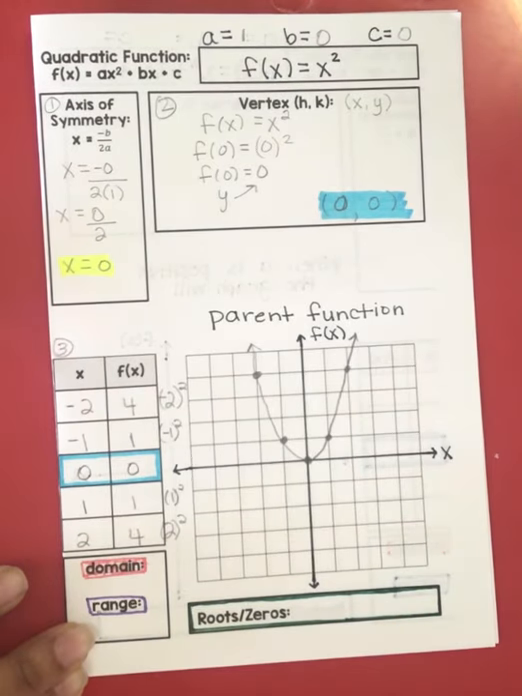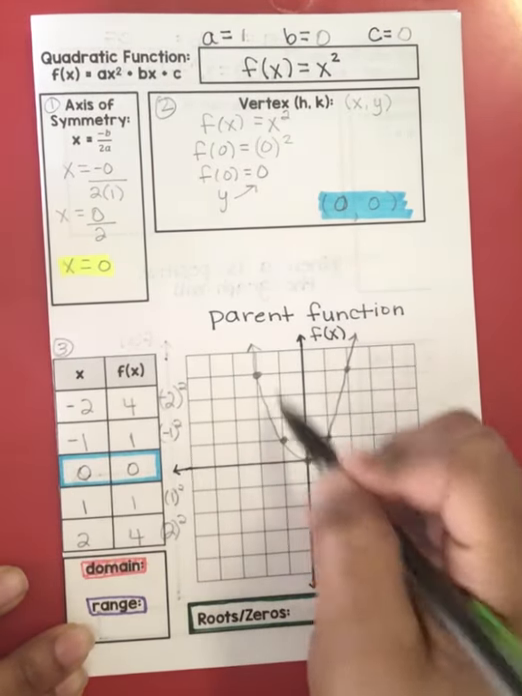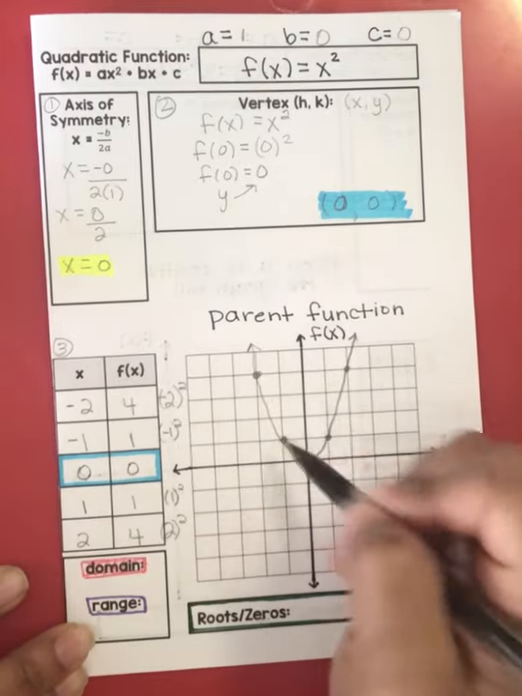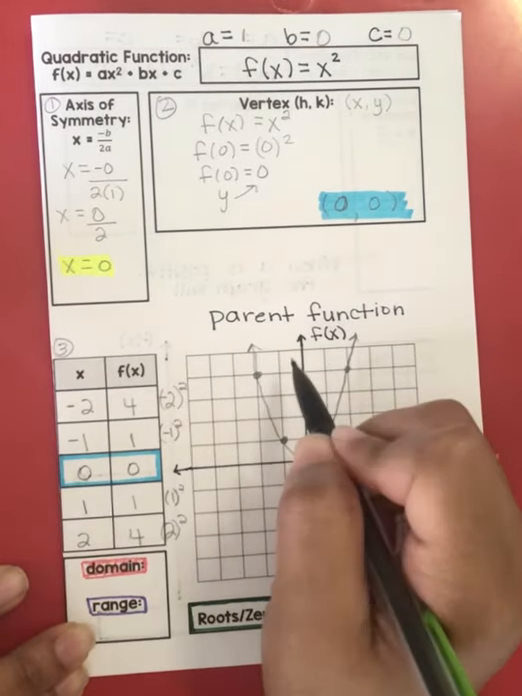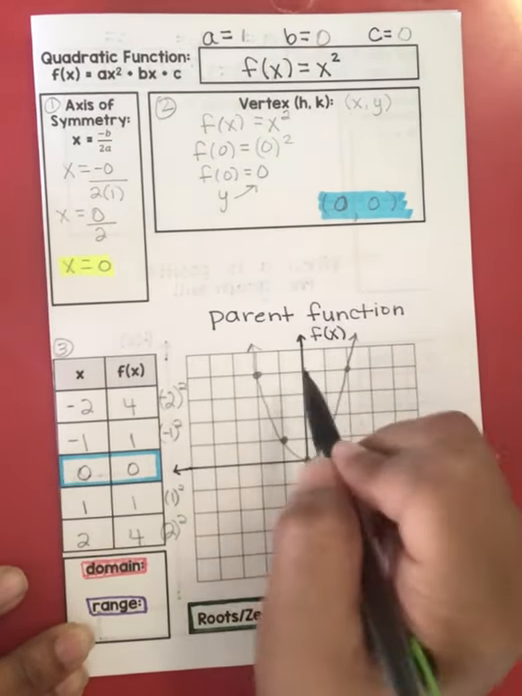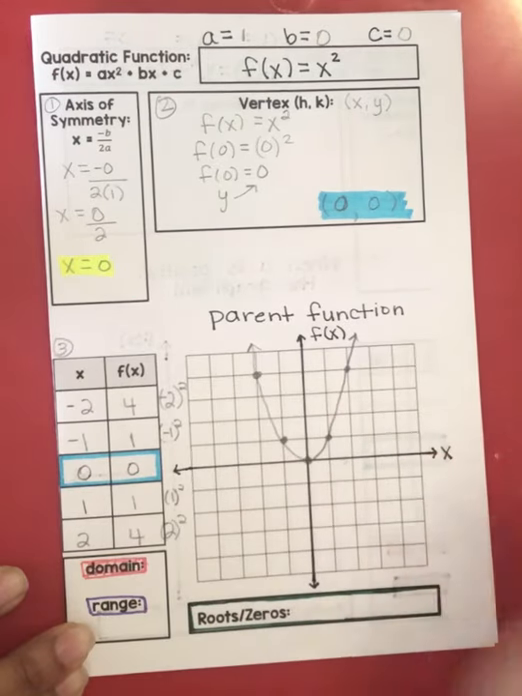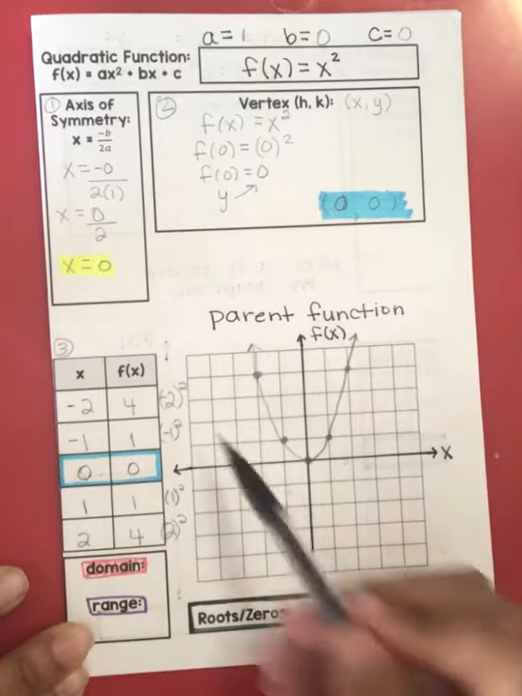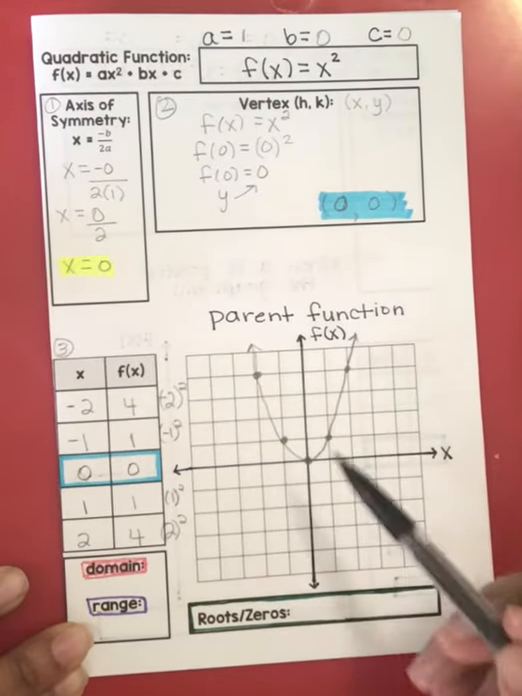This parabola is facing upwards. It's facing upwards and it's opening up because to me it looks like a smiley face. Therefore, I can say that it is opening up. This is also my parent function. It's the most basic of the quadratic functions that it can look.